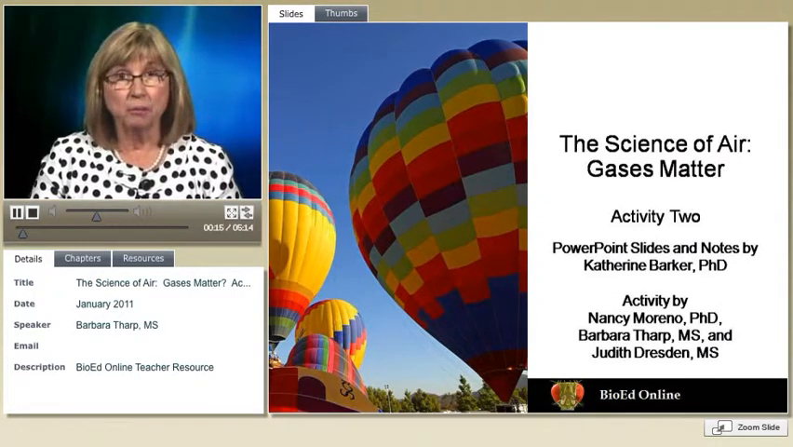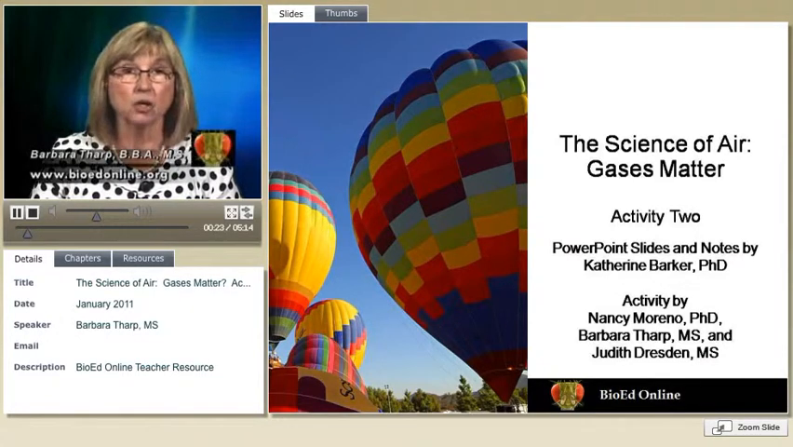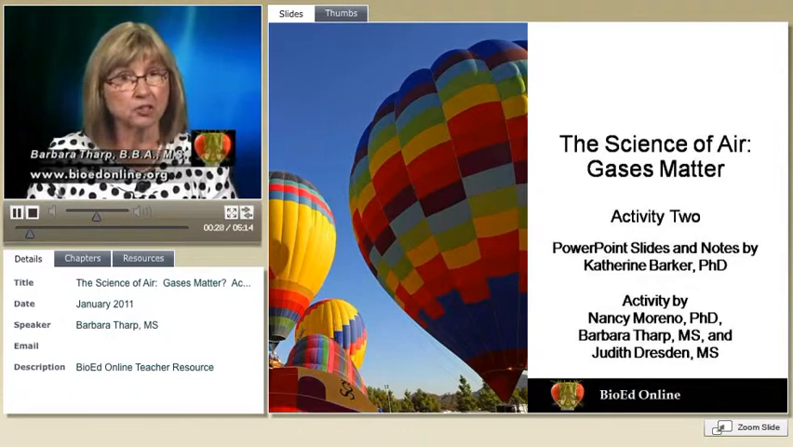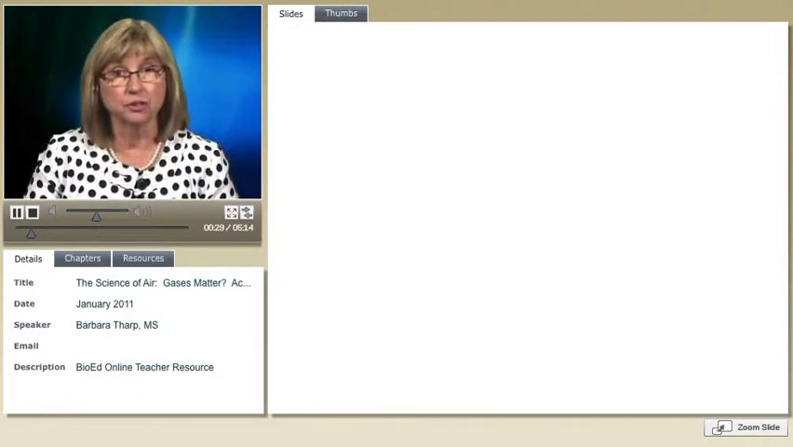Gases represent one of the three basic states of matter. We want our students to make some observations about gases, but at first this seems a little challenging since most gases are invisible. Hello, I'm Barbara Tharp from Baylor College of Medicine. Today we're going to take a look at an investigation that will help you introduce gases to your students.